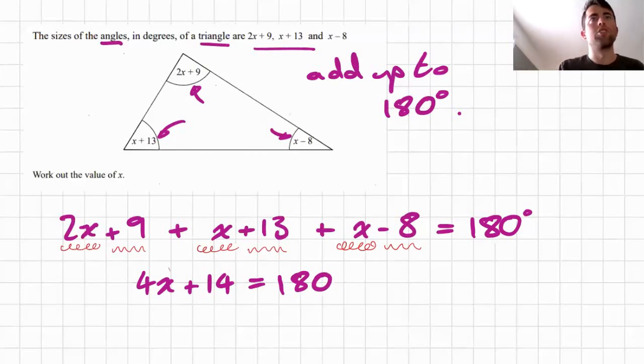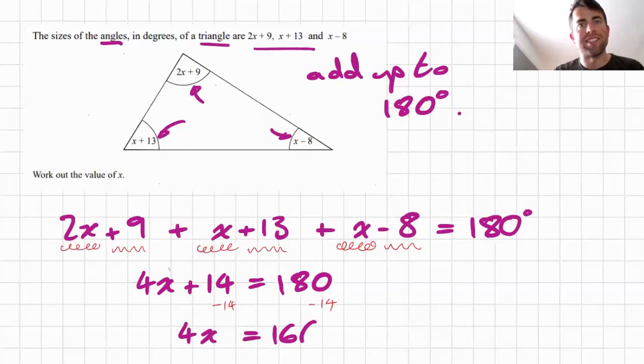Okay, again, draw on what you know. That's an equation there, and you should have recently done some practice on equations. So, add 14. How do we get rid of an add 14? We take away 14. Do that to both sides, and we're left with 4x equals 166. 4 lots of what is 166?